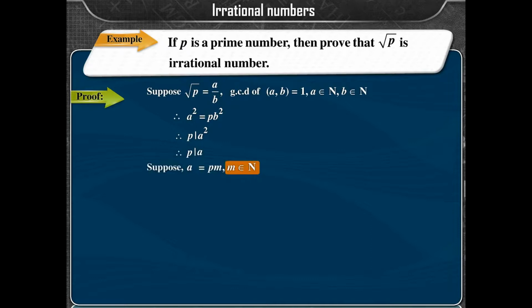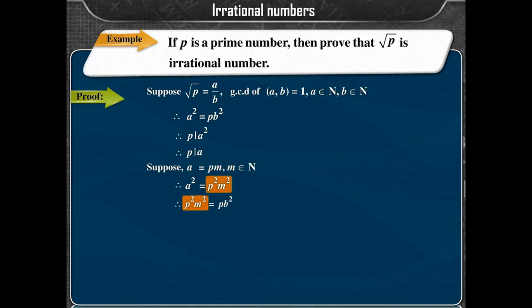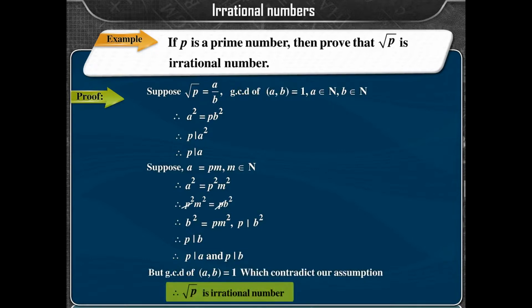Suppose a is equal to p m, m belongs to N. Therefore, a squared is equal to p squared m squared. Therefore, p squared m squared is equal to p b squared. Therefore, b squared is equal to p m squared. p divides b squared. Therefore, p divides b. Therefore, p divides a and p divides b. But GCD of a, b is equal to 1, which contradicts our assumption. Therefore, square root of p is an irrational number.